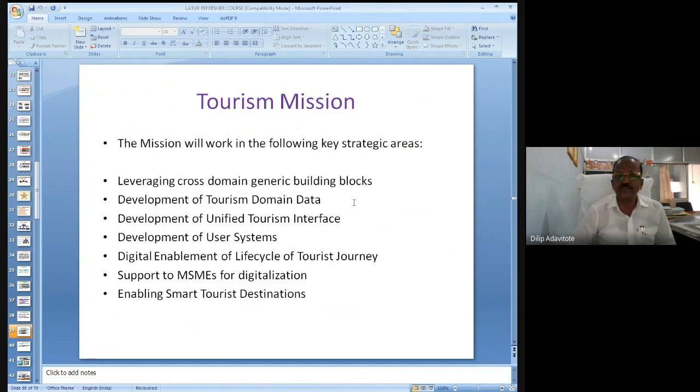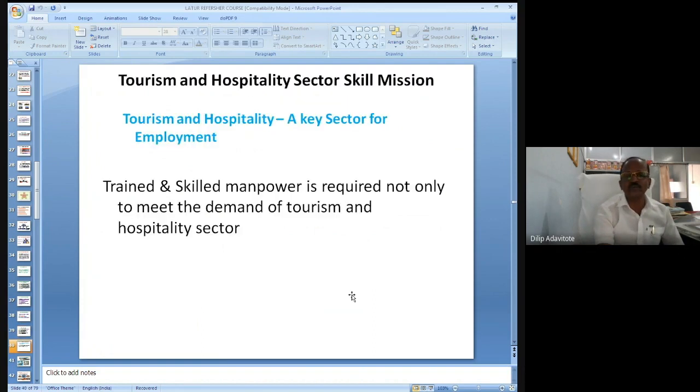Then what is the tourism mission? For that, the mission is to develop cross-domain generic building blocks and tourism domain data. Still we are making efforts to collect the data of tourists, but so many tourist destinations are not keeping the data of tourist arrivals in their destination. So the development of a unified tourism interface, user system, digital environment of the life cycle of the tourist journey, and enabling smart tourist destinations. This is how the government wishes to develop tourism.